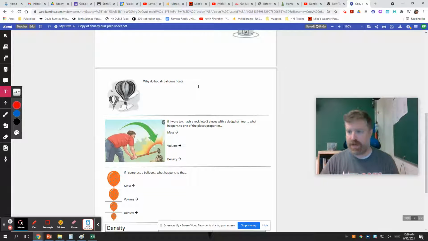Why do hot air balloons float? Now, I had people, this was on that little classwork quiz that you should have done by now. I had a lot of people tell me, well, they're filled with hot air. I'm like, yeah, I know that. That's why they call them hot air balloons. You kind of just told me the question, right?